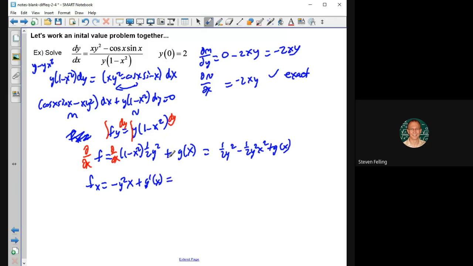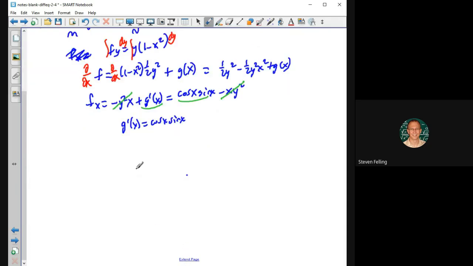And then plus g'(x), where we understand that this derivative is with respect to x. We're going to force that to equal the M term, which is cos x sin x minus xy². Okay, so when I look at that, it looks like negative xy² is on both sides, which leaves g' to be cos x sin x. So yeah, I didn't get completely away from having to do an integral here, because if g'(x) is equal to cos x sin x, then we could get g from taking the antiderivative of that.